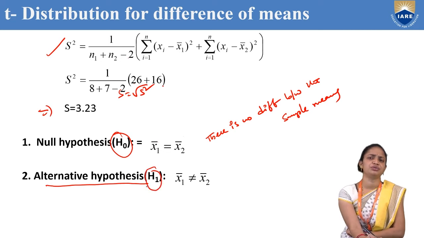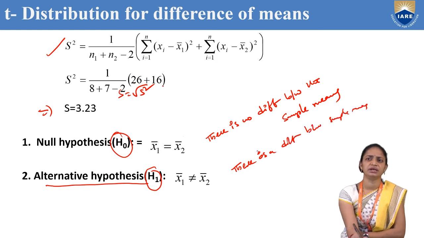Alternative hypothesis is denoted with H1 and alternative hypothesis is nothing but opposite to the null hypothesis. That means there is a difference between the sample means. That means x1 bar not equal to x2 bar.